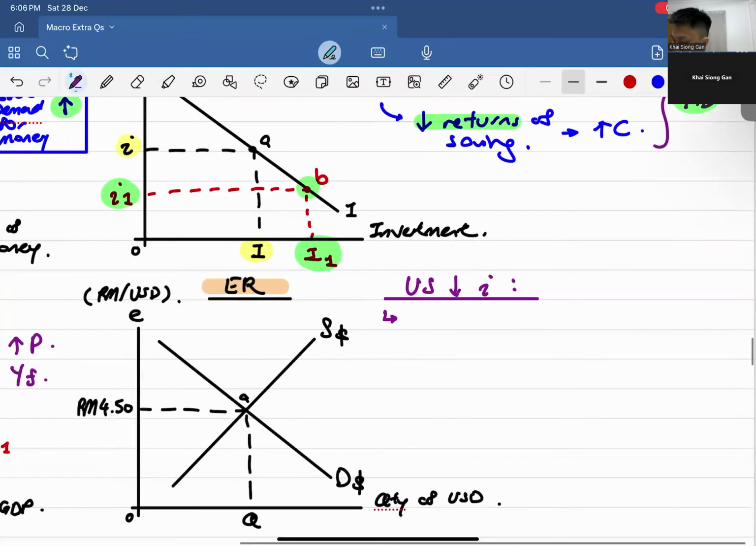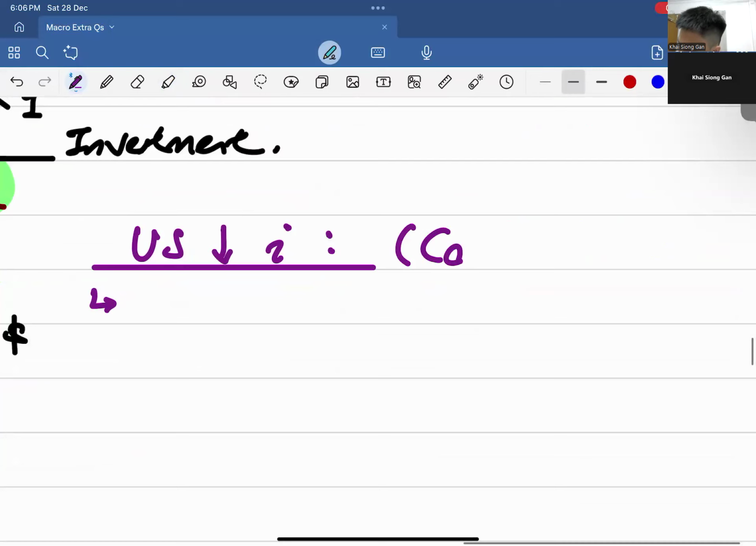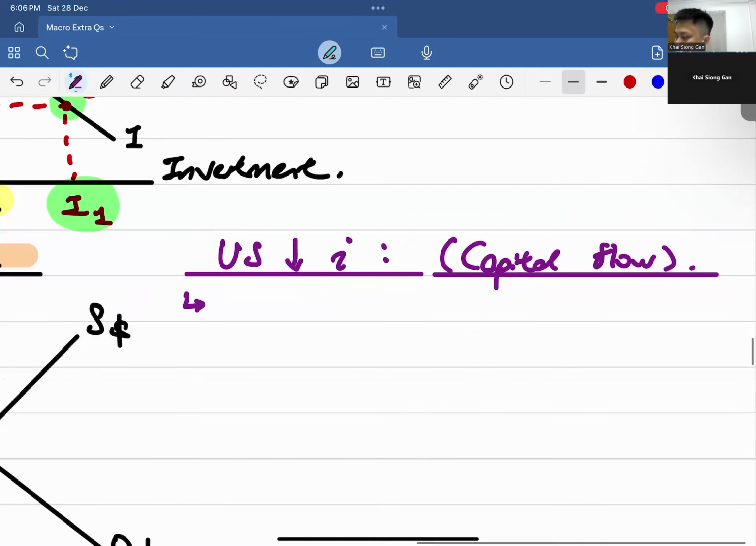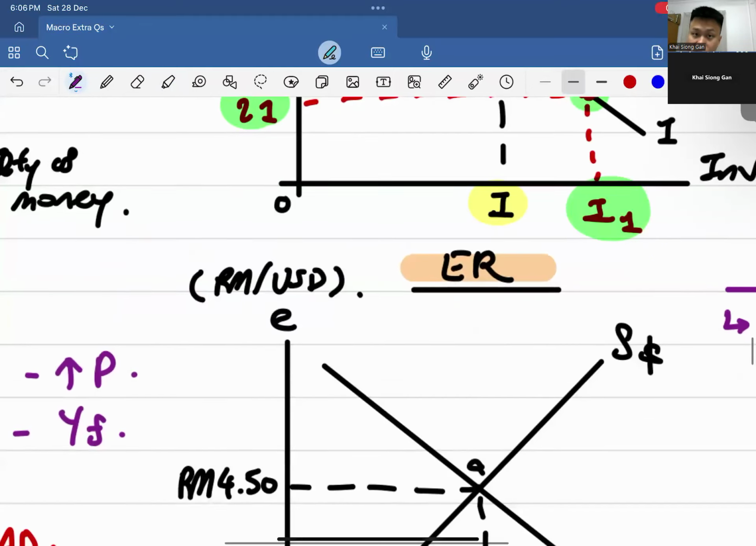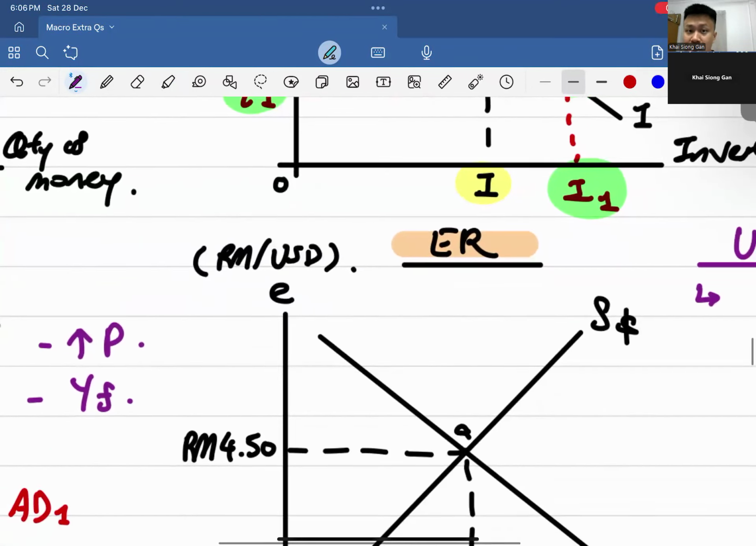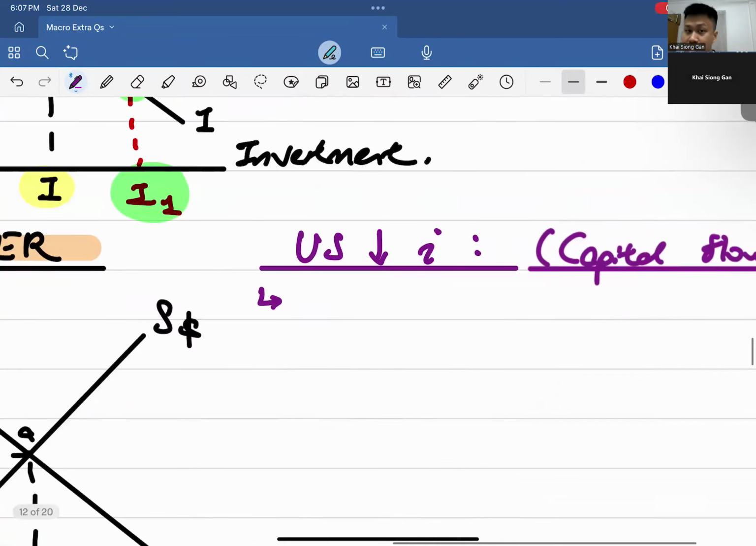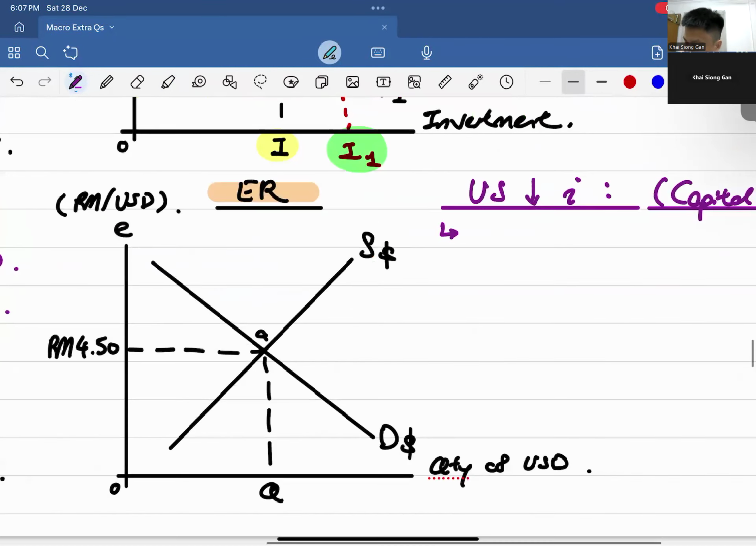When the US reduces the interest rate, it will affect the capital flow of the money or the currency. So how? With a lower interest rate in the US, the local people will not want to save money in the local banks anymore. They would like to save money in another country, for example, Ringgit Malaysia and US dollars. Let's say Malaysia offers a higher interest rate. So US people might as well save their money in Malaysia if Malaysia offers a higher interest rate, because the US already reduced the interest rate.